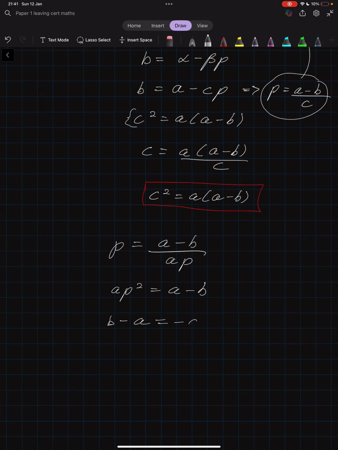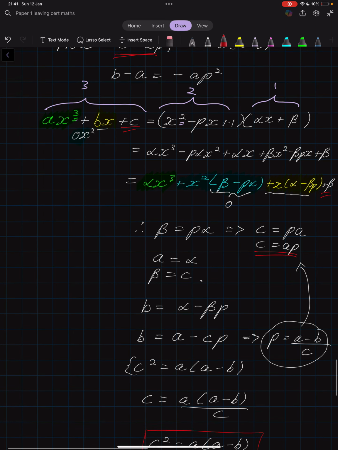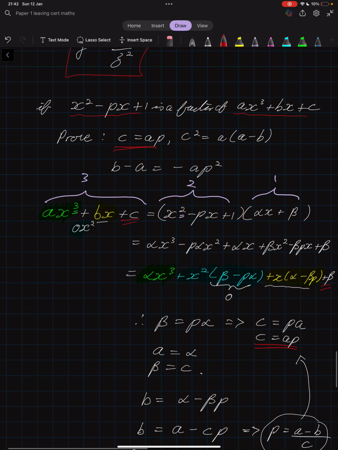Okay, that was quite a difficult one. But the main thing to take away is that this step here is quite important, and then equating via identities that x cubed equals x cubed, x squared equals x squared, x equals x, and constant equals constant. And that's how you solve that.